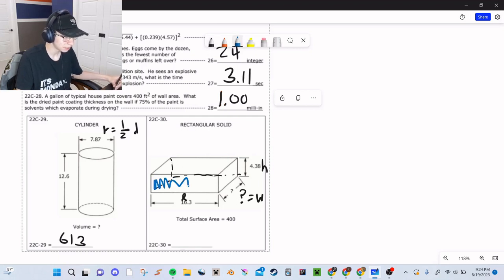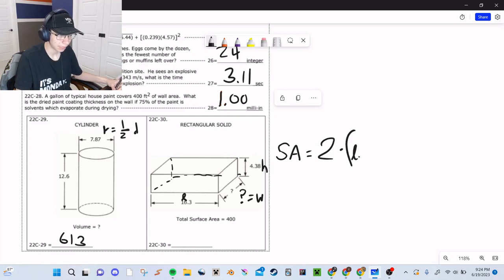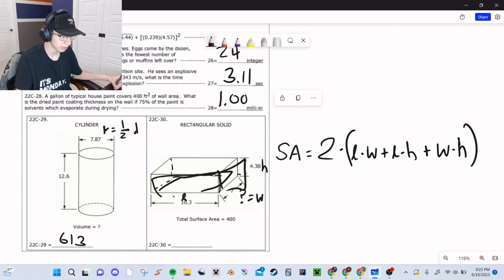I'm going to have two surfaces that have the same exact area. This one and this one on the other side. Right? I'm going to have two surfaces that have the same area on this side and this side. And then again on this bottom base and this top base. So my surface area is going to be equal to 2 times my length times width plus my length times height plus my width times height. It's the area of these three unique surfaces doubled.